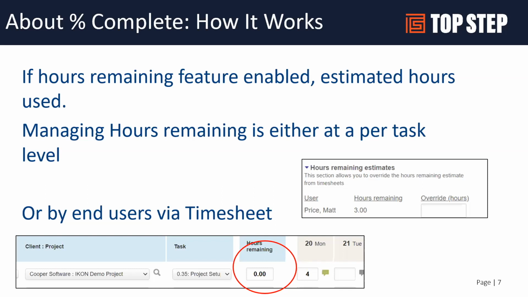There's also an option to enable those hours remaining to be actually entered by the user on their timesheet. So as they put time against the task and save their timesheet, it will show what that does to their hours remaining, and they have the option to adjust those hours remaining right then on their timesheet, and then that will feed the project task for that particular user. So another option that's available.